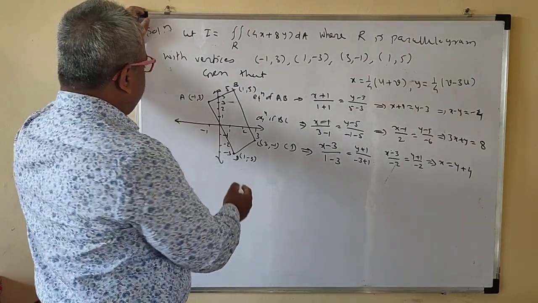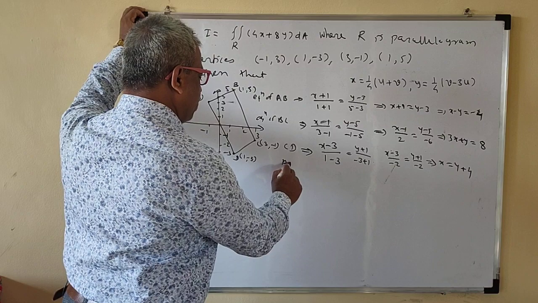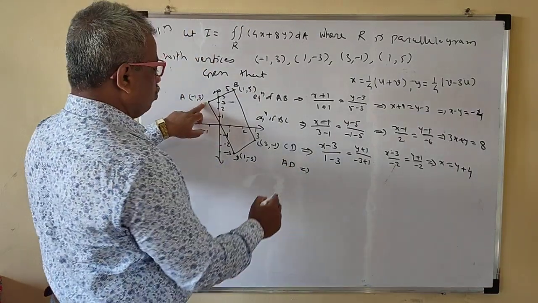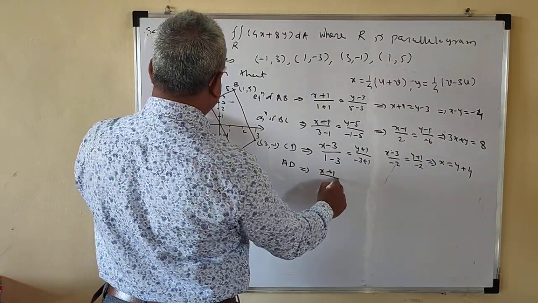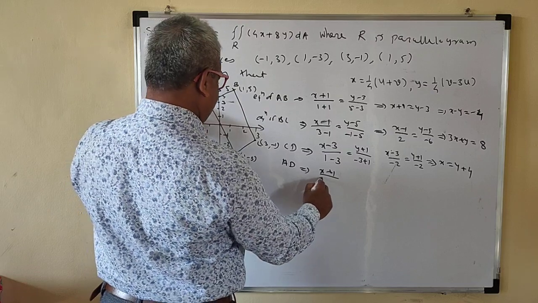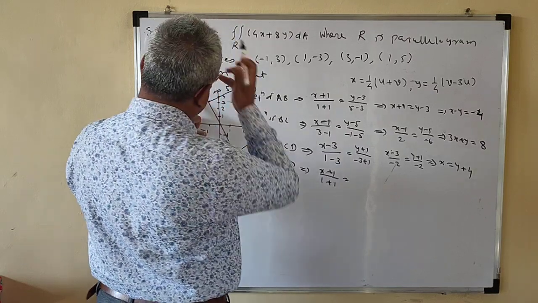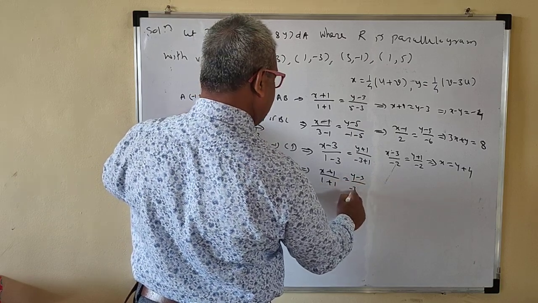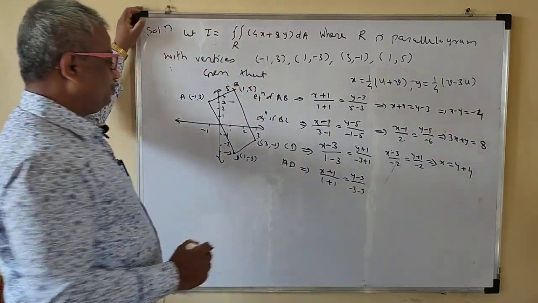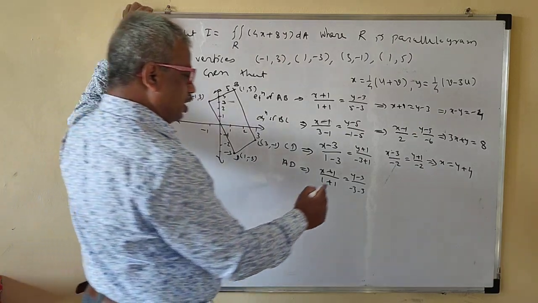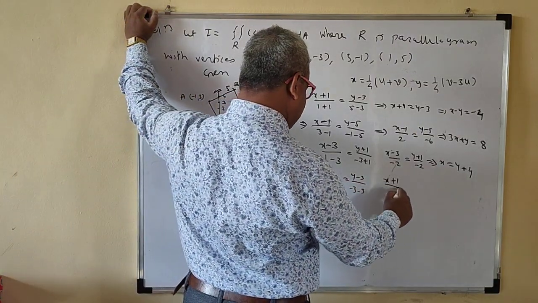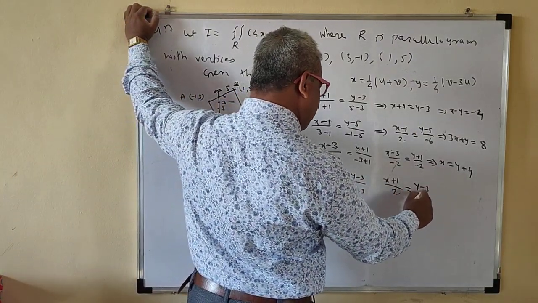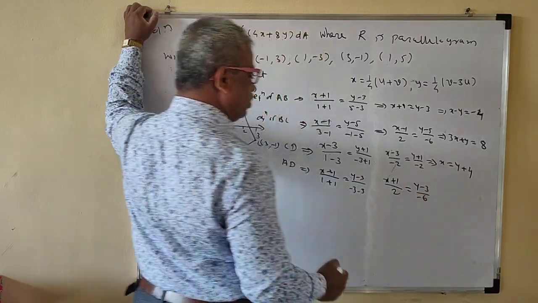Okay. Now I find the equation of AD. Equation of AD. This is A. So (x plus 1) upon (1 plus 1), then (y minus 3) upon (minus 3 minus 3). So this is what then? (x plus 1) upon 2, (y minus 3) upon minus 6.